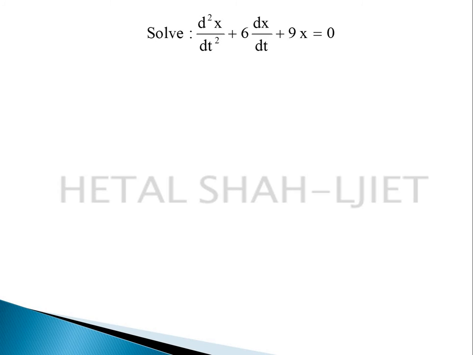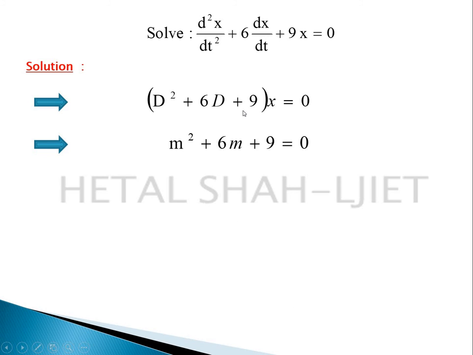So one more example, that is d square x by dt square plus 6 dx by dt plus 9x is equal to 0. We can write this with d by dt as the differential operator, that is (capital D square plus 6D plus 9) x is equal to 0. So m square plus 6m plus 9 equal to 0. This is our auxiliary equation. So the factor is (m plus 3) the whole square is equal to 0. So the roots are m is equal to minus 3. Both are real and repeated.